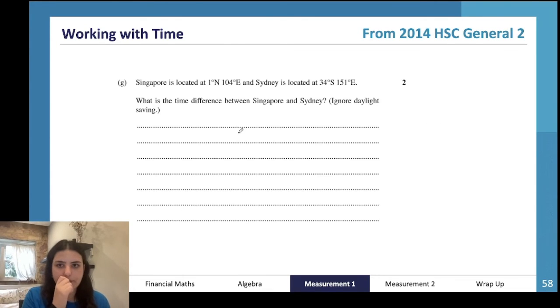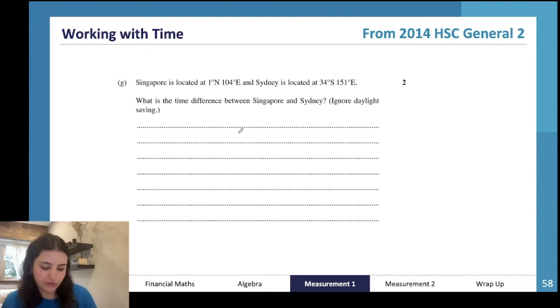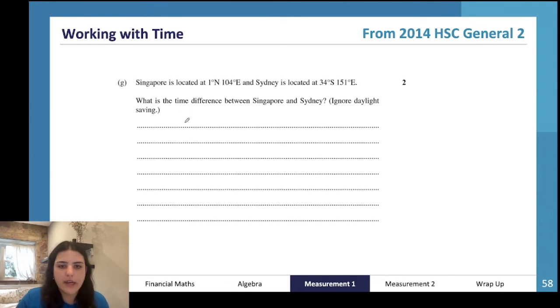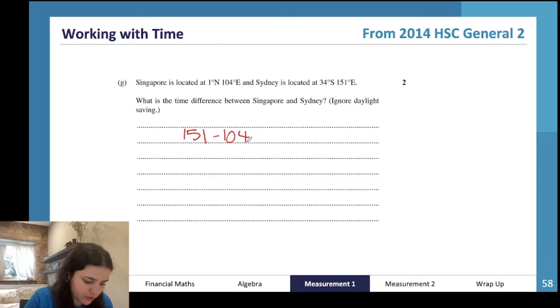Okay, this is from the 2014 HSC General 2 paper. Singapore is located at 1 North 104 East and Sydney is located at 34 South 151 East. What is the time difference between Singapore and Sydney? Okay, so we have 151 minus 104, which gives us 47.